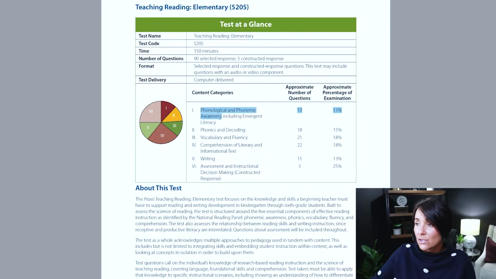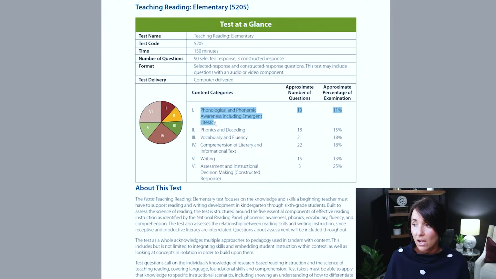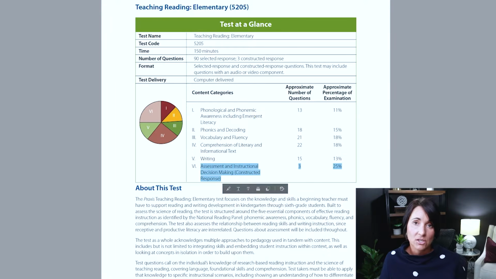We have phonological and phonemic awareness. I have a ton of videos on that on our YouTube channel, and I have programs for the Pearson Foundations of Reading and the Reading Specialist that cover all of that. Phonics and decoding, vocabulary and fluency, comprehension of literary and informational text. Then we have writing, and then we have assessment and instructional decision-making. This is the constructed response section right there.